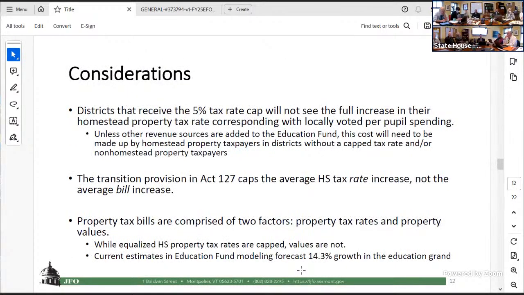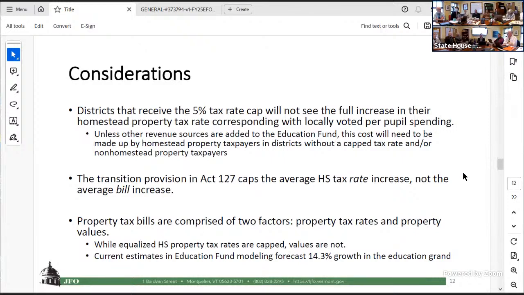So wrapping up, I think that we've really spoken about everything here. But getting back to some of the questions earlier, districts that receive the 5% rate cap will not see the full increase in their homestead property tax rate that corresponds with their per pupil spending. And so unless other revenue sources are added to the ed fund and/or costs decrease, then this cost will need to be made up by homestead property taxpayers in districts without a capped rate, which may lead to the circular nature we spoke about, and/or non-homestead property taxpayers.